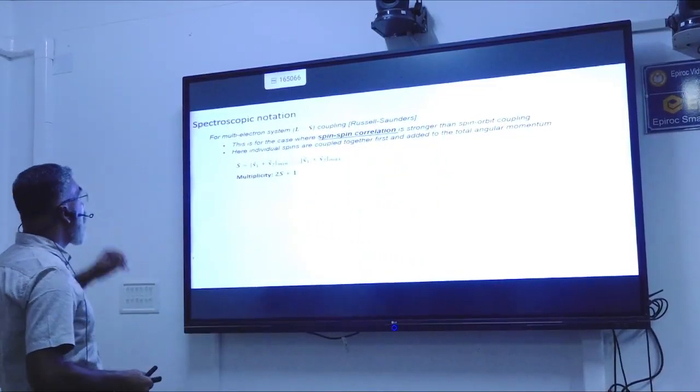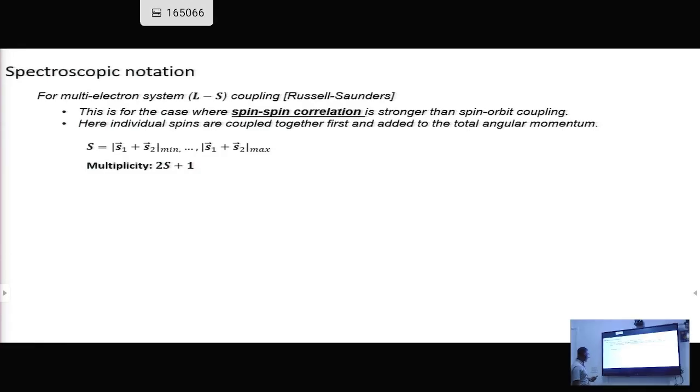Okay, so now, for a multi-electron system, how do you combine them? That's what we are going to look at now. How do you start with this? Because it's LS coupling, first you need to look at the spin. The spin angular momenta are coupled like this: you add S1 and S2, start from the minimum, then go up in steps of 1, up to the maximum S1 plus S2. But S cannot be negative. It can be 0, but it cannot be negative.